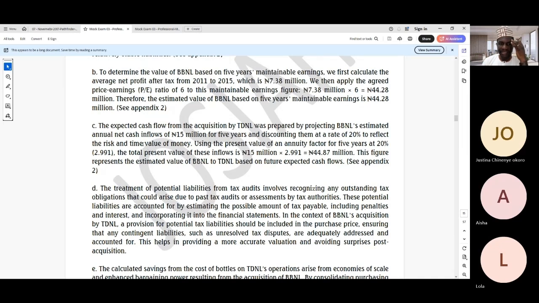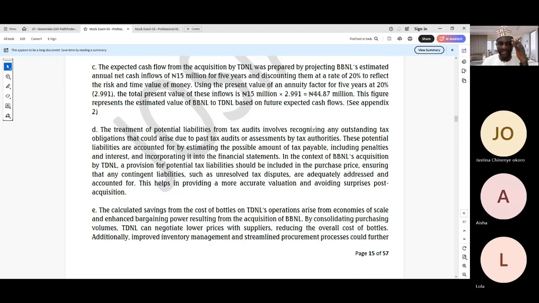And for the C aspect, I said the acquisition by TDNL was preparing an estimated annual cash flow of 15 million. I also said this figure represents the value of BBNL to TDNL for the acquisition, and that is the third point. Then the fourth point, I said the treatment of the unresolved tax issues and how they impact the acquiring company is what was discussed in the D aspect.